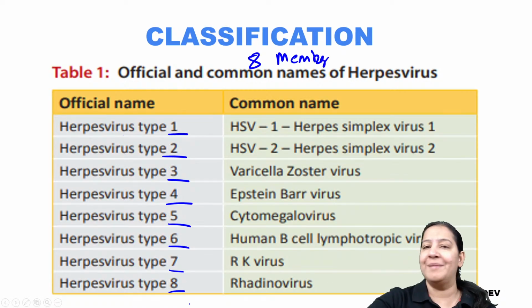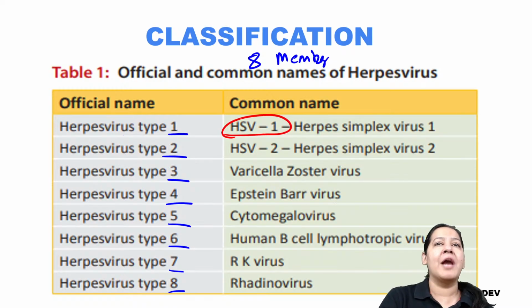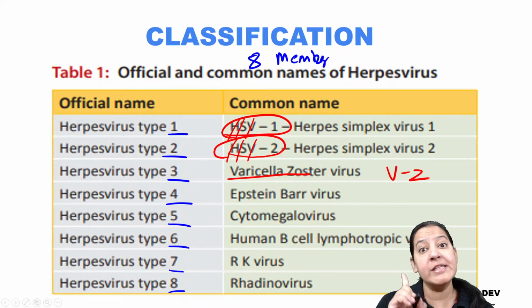You have to learn their other names. Type 1 is known as HSV1, herpes simplex virus 1. Type 2 is known as HSV2, herpes simplex virus 2. Very good. Type 3 is known as VZ, varicella zoster. It is not variola, it is varicella.